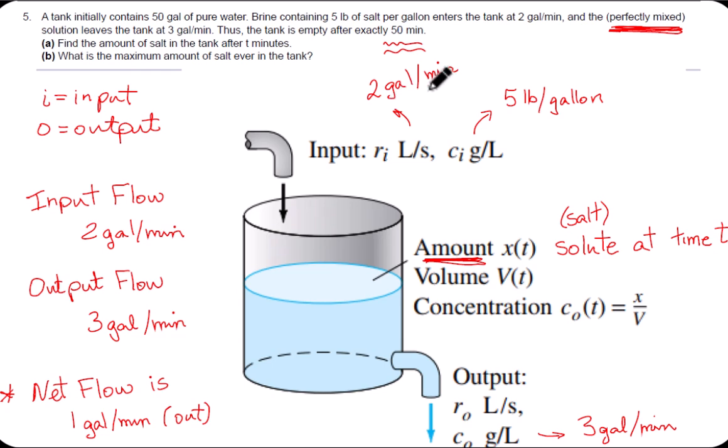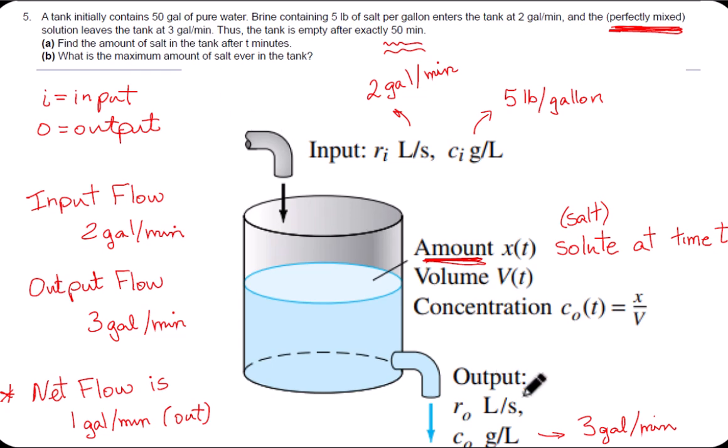And the concentration in this water that's coming in is 5 pounds of salt per gallon. The I notation is for the inputs. If you see the O notation, that's for the outputs. The tank is letting this solution out, and it's coming out at 3 gallons per minute.